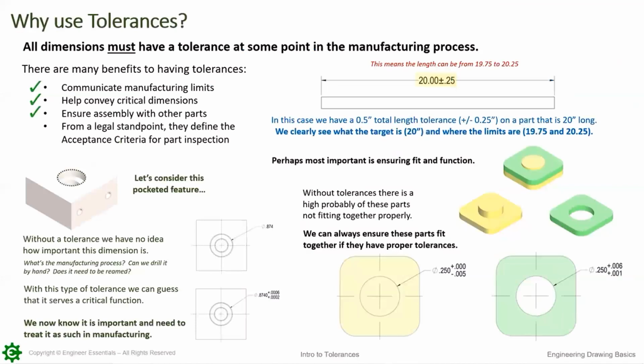Finally, from a legal standpoint, tolerances define the acceptance criteria for part inspection. Remember, these drawings are contracts, and in many cases exist between two different companies. If a company cannot properly meet the tolerances, they are not able to fulfill the order that has been provided with the drawing. So these tolerances determine the difference between accepting and thus paying for the parts and rejecting the parts completely.